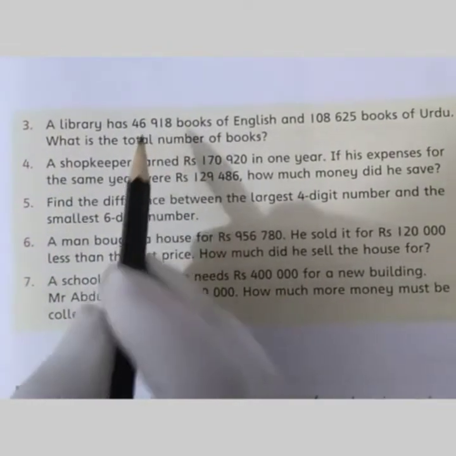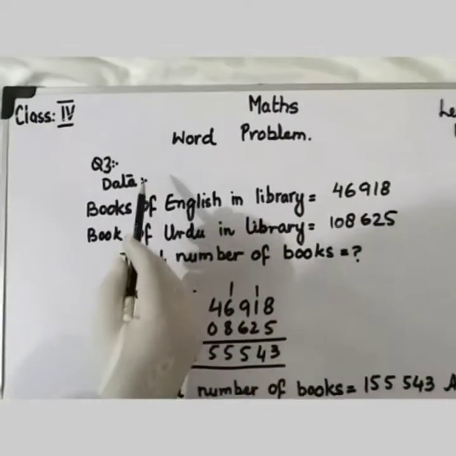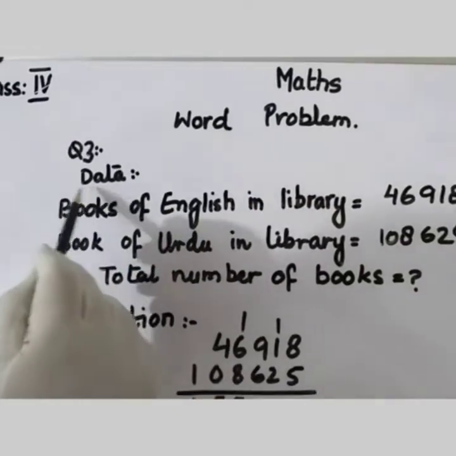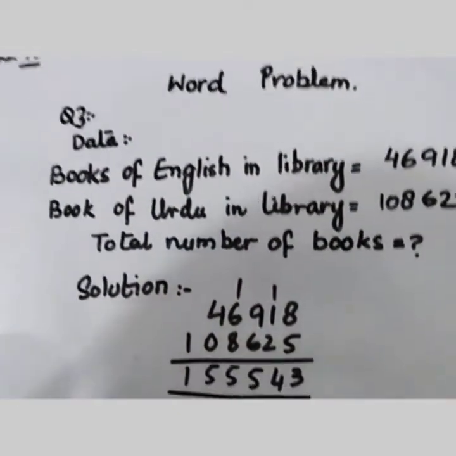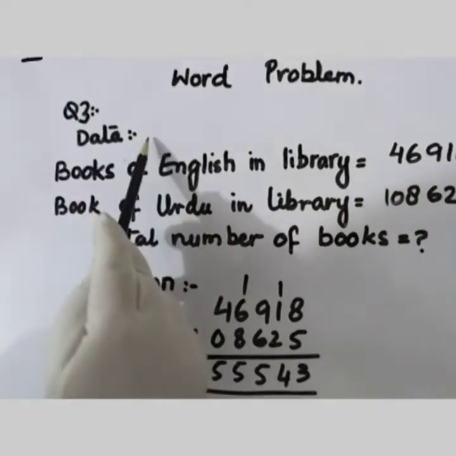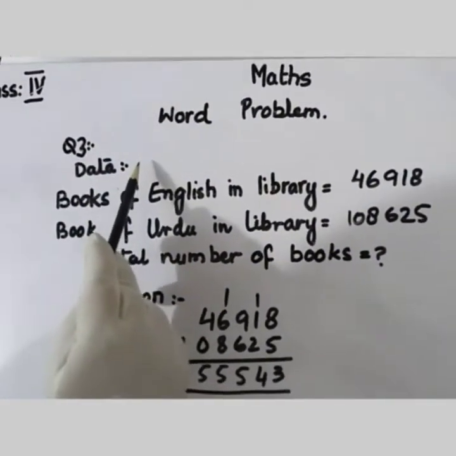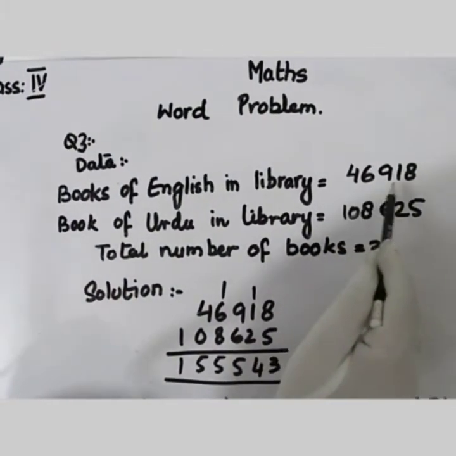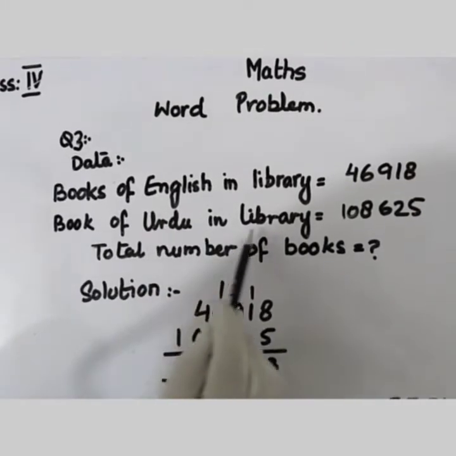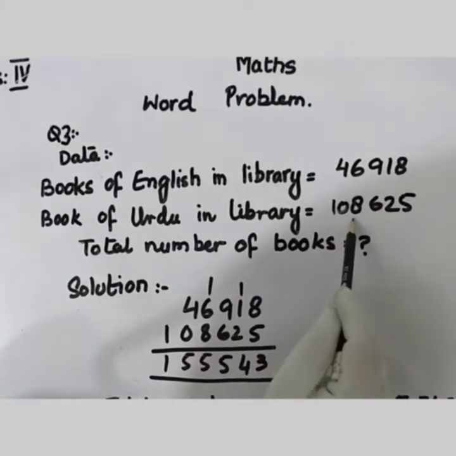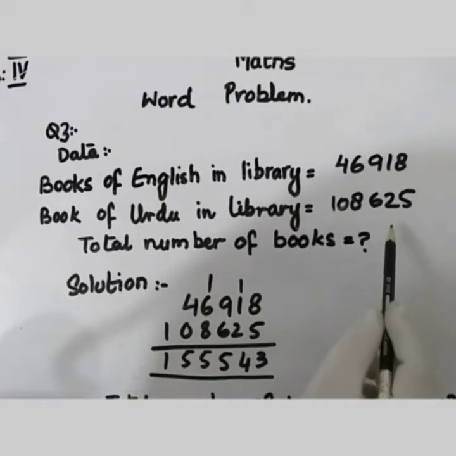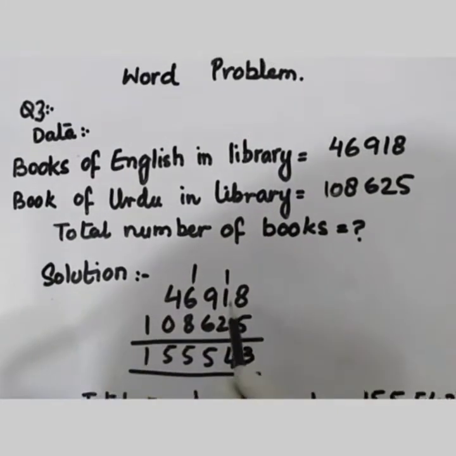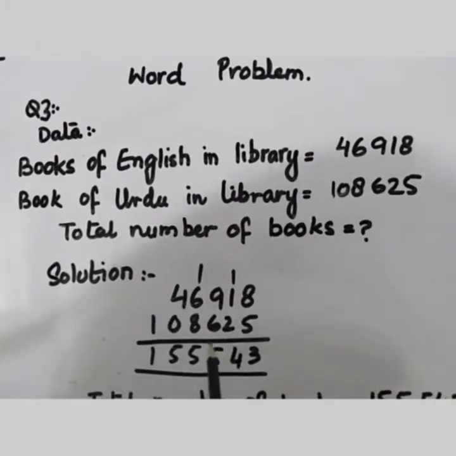Then follow my instructions. Now students, you have to write this in your notebook. First write question 3 from the book, then data, then solution, then answer. According to the question, the data which we collected is books of English in library is 46,918. Books of Urdu in library 108,625. What do we have to find? Total number of books. The solution is we have to add these two numbers to find the total number of books.